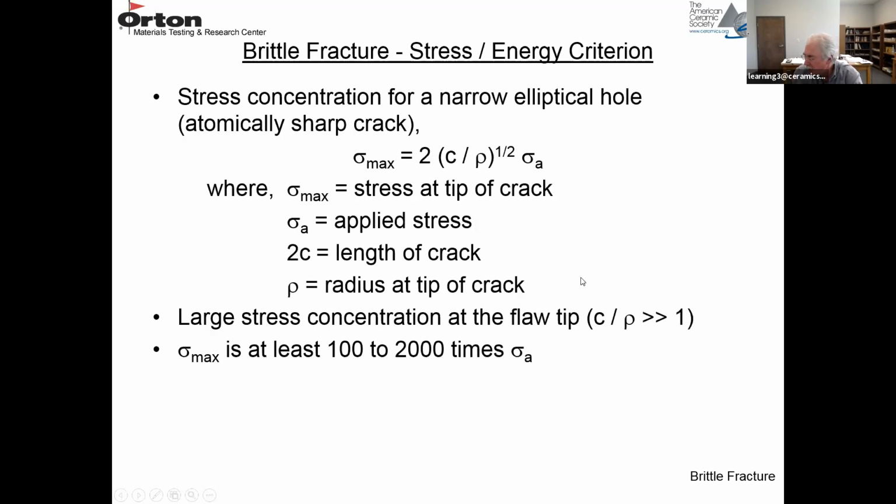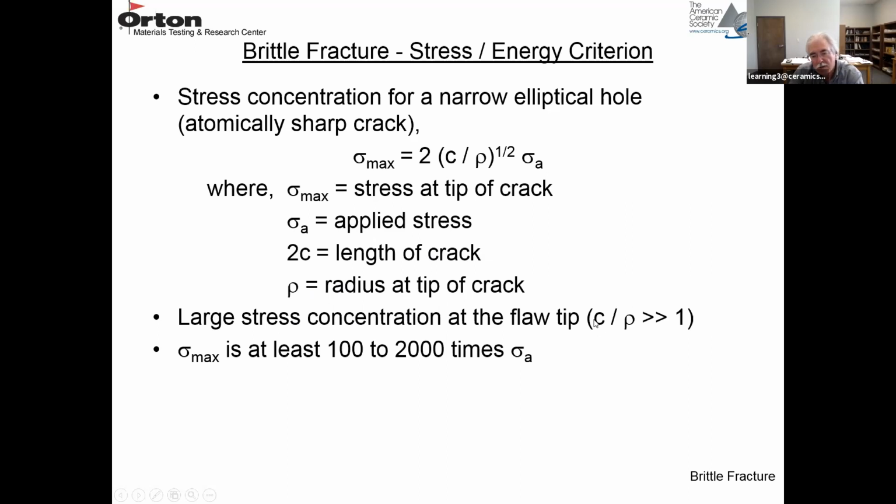But it turns out that we don't have elliptical shaped flaws in our refractory materials. We have atomically sharp cracks. So that increases the stress rise at the crack tip. So the equation that describes that type of crack, with an atomically sharp crack, sigma max equals 2 times C divided by rho to the 1/2 power times the applied stress. 2C is the length of the crack. Now, rho is the radius of the crack tip.